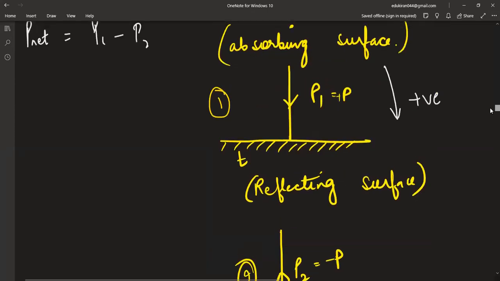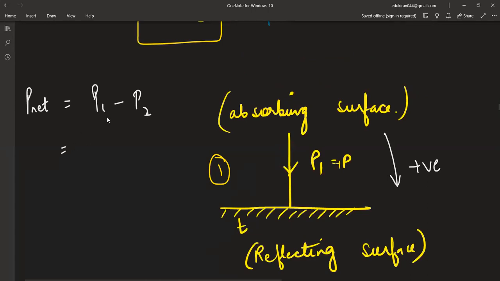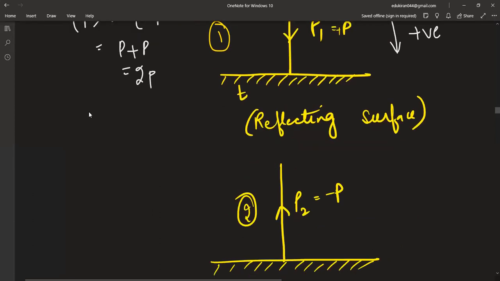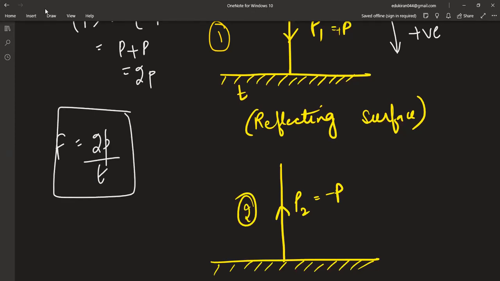Now, when we are calculating the net momentum, P1 minus P2, P1 is P from here minus P2. P2 is already minus. So see, minus minus plus. So this is 2P. So remember, when it will be reflected, it won't be cancelled because of the sign conventions. This will be 2P by T. So this is the formula of force. This is the momentum, and this is the time. So it will be doubled in case of the waves.